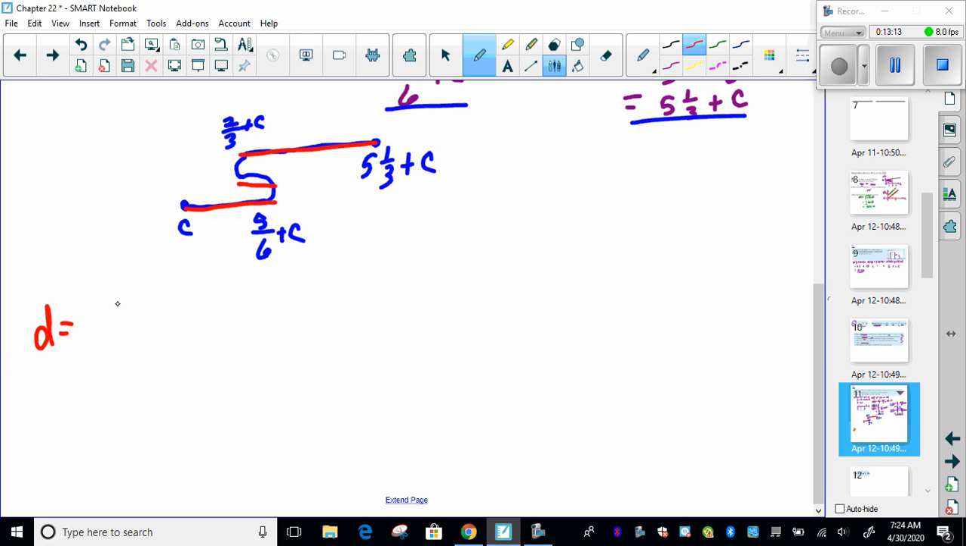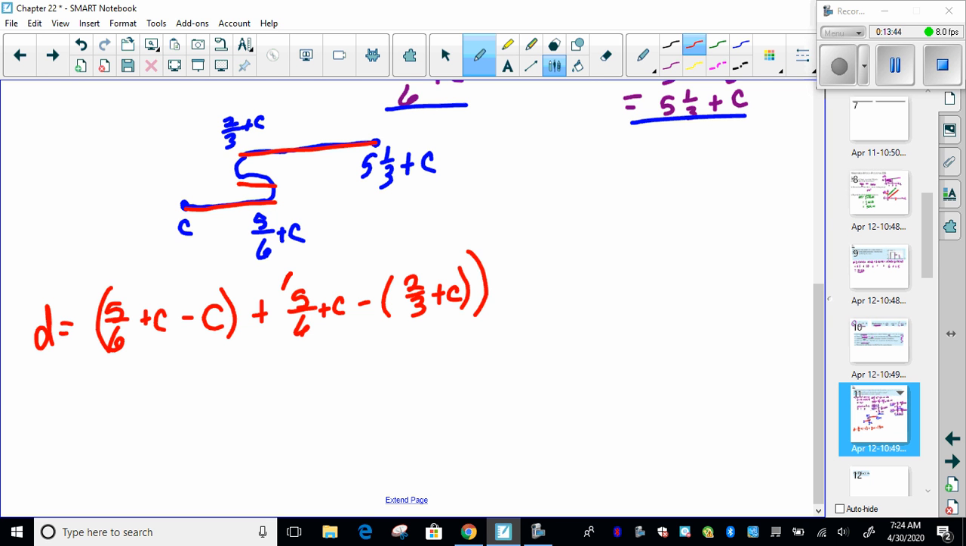So my distance is going to be 5/6 plus c minus c. So that's this part here. Plus, now I need this horizontal distance here. Now, because I know it's going negative, I need these to be positive. That's what I'm trying to find, my positive piece. If I just wanted displacement, I would ignore the negativity and just add them all up. So I need to start with my bigger value, which is 5/6 plus c, and then I have to subtract 2/3 plus c. That gives me this distance.